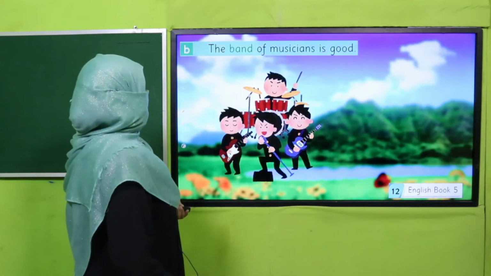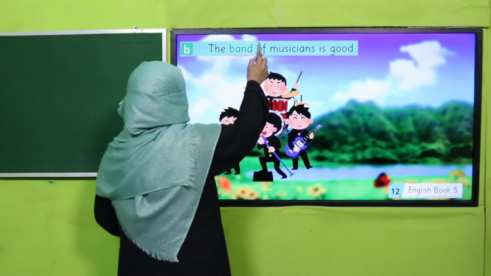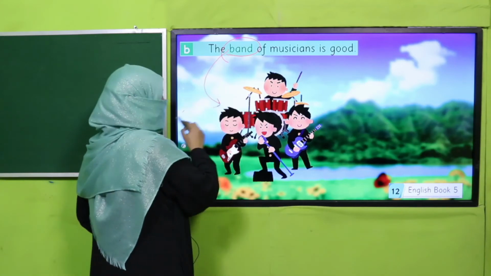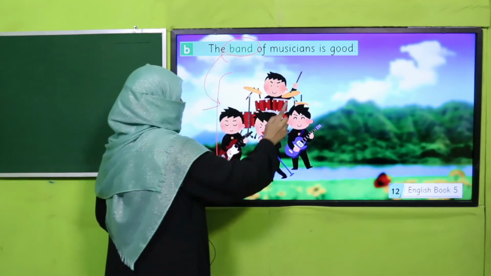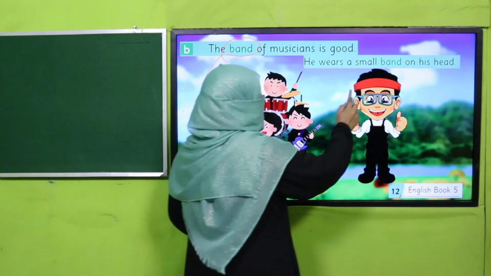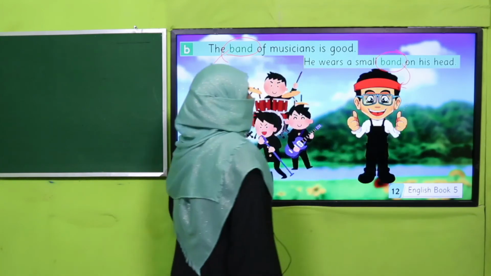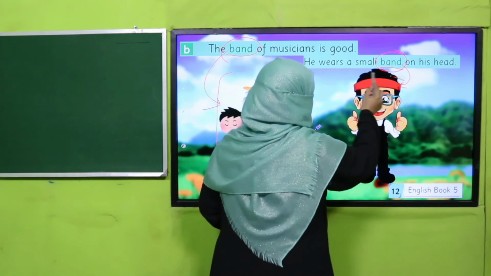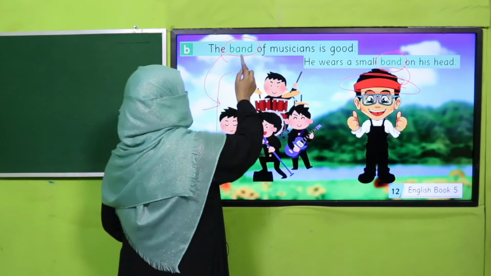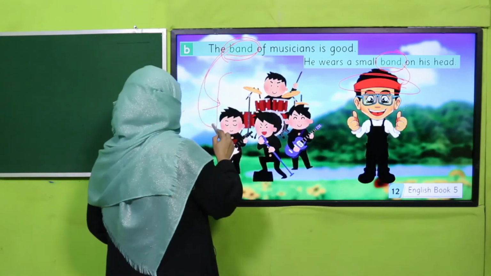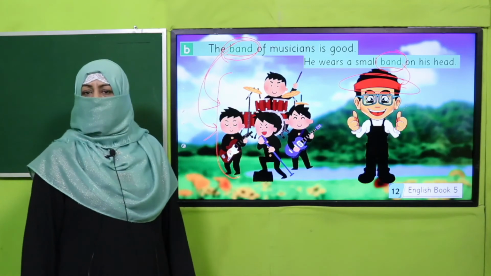And the next example is, the band of musicians is good. So this band refers to a group of musicians, and he wears a small band on his head, this band. Okay, so this band is referring to the band which he is wearing on his head, and this band is referring to this group of musicians. All right.